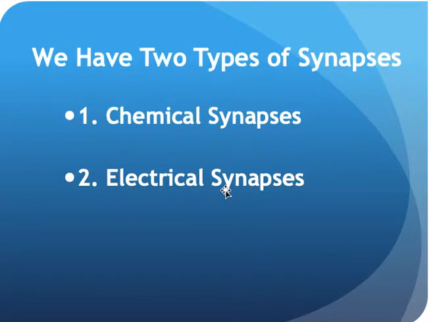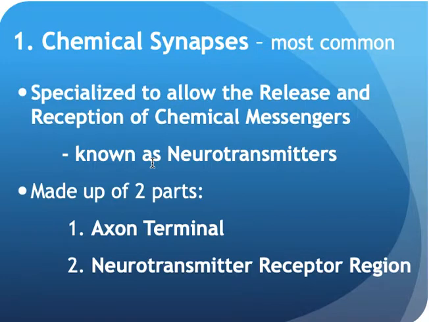Okay, so now we come back to our two types of synapses. We have chemical synapses, which we saw in the muscle chapter. We're also going to have electrical synapses. The chemical synapses are the ones that I want you to concentrate on because those are going to be the most common. Chemical synapses are specialized to allow the release and reception of chemical messengers. And again, we saw this in the muscle chapter.